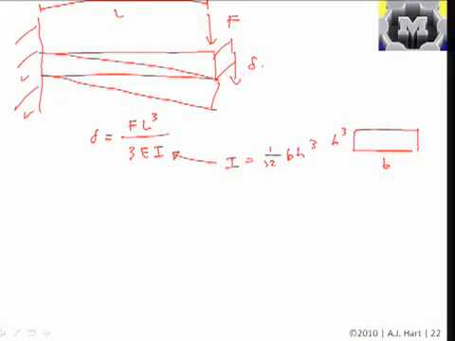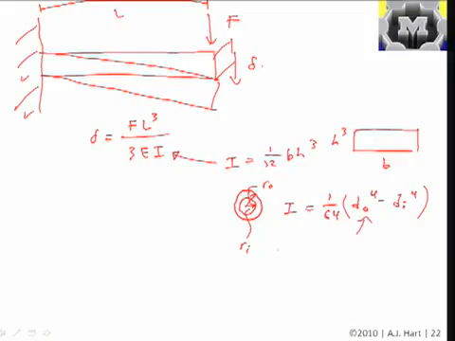And I think for a circular beam, where you have, say, an inner radius, an outer radius, I forgot to write this down, but someone correct me if I'm wrong, is it 1/64 times, is that right? I think it's pi over 4. I'm not sure. Pi over 4, even with the diameter? No, pi's involved somewhere.